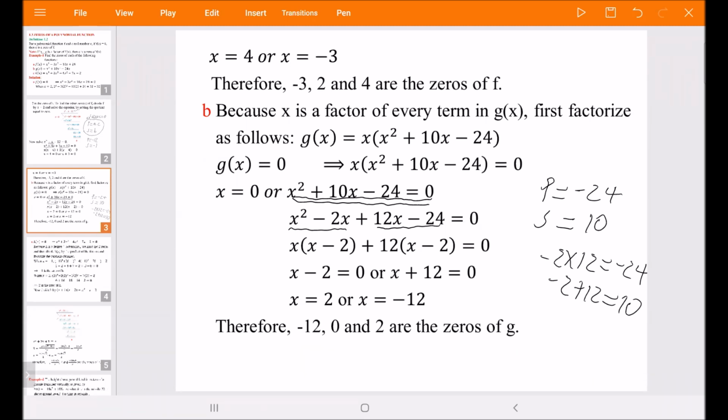This is the second way we have to treat a problem like this. If x is a factor of all the terms in our polynomial, then before we go just like how we solved the first example, it is preferable to factorize and minimize the steps involved in solving this problem.